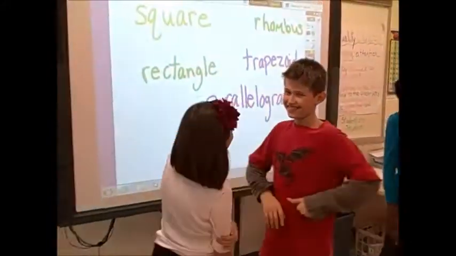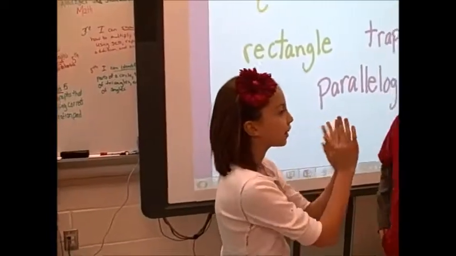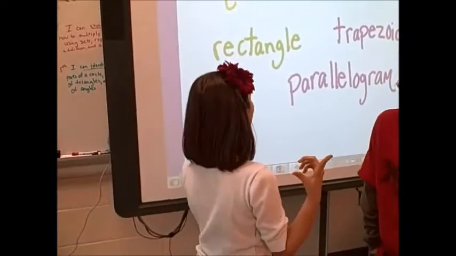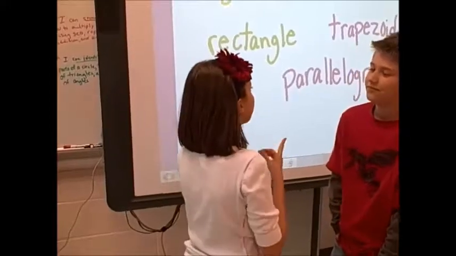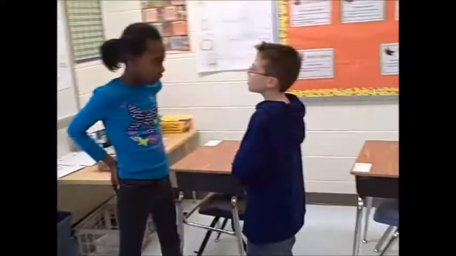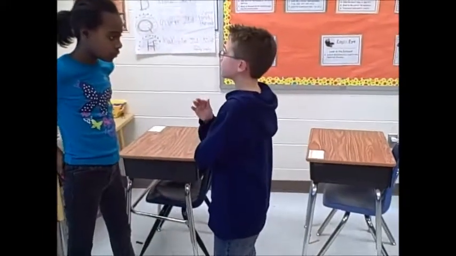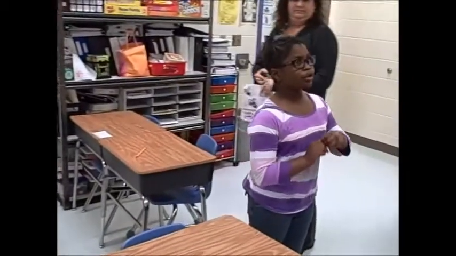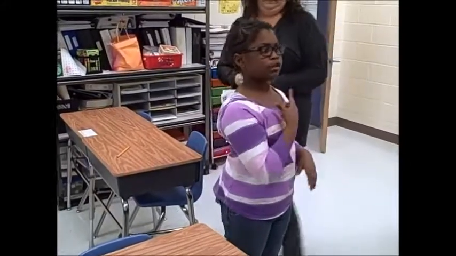Go. Okay. A rectangle is like a square, just really longer, and also a rectangle has two parallel lines. It also has 90-degree right angles. It's a 90-degree angle, and there's four sides that are 90 degrees. And four angles. Good.